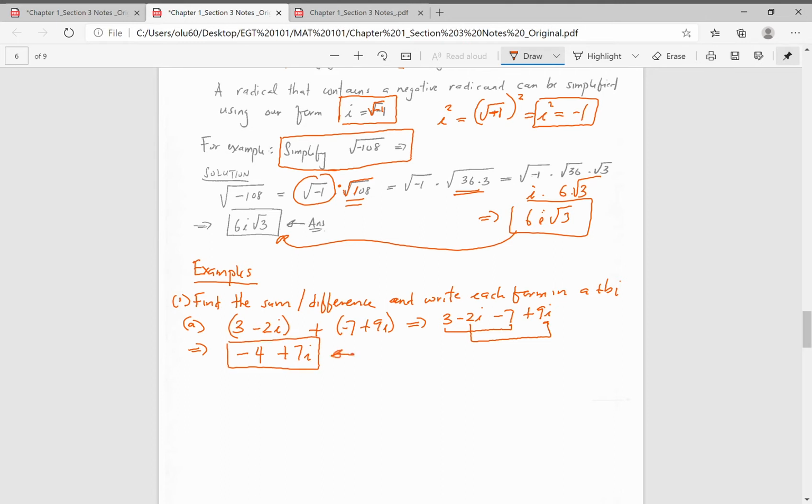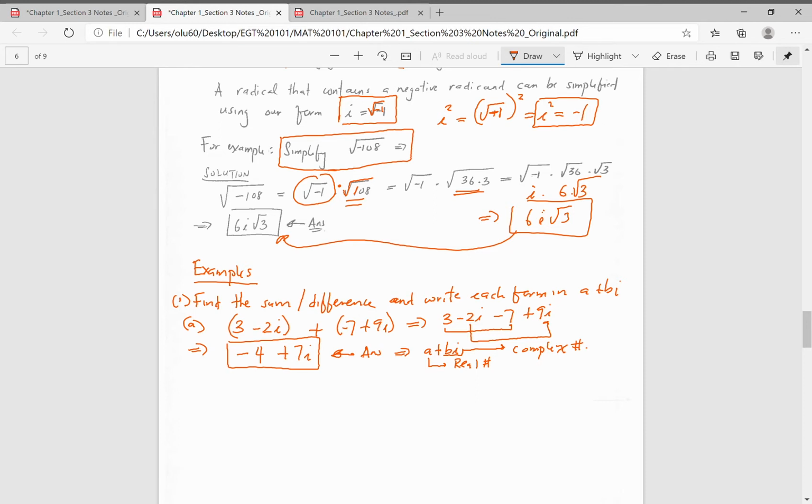Okay, remember, they want the answer in the A plus Bi form. Again, your A is a real number, and then your Bi is your complex number.